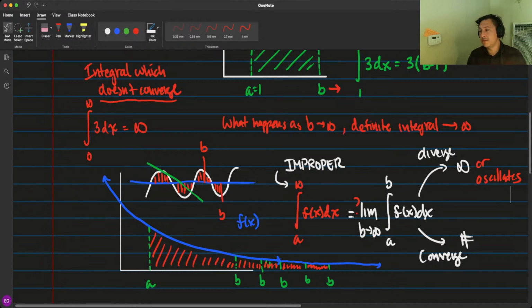But just to go back to the terminology, an improper integral is when you go from a to infinity. The way you solve improper integrals is by taking the limit of a definite integral. You change the top number into a definite value, you calculate it, and then you see what happens as you take the limit.